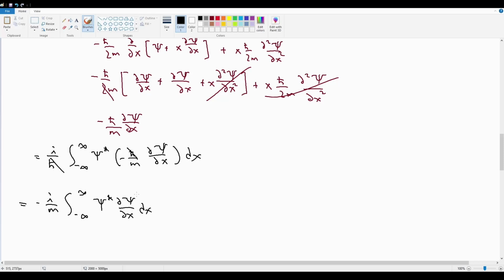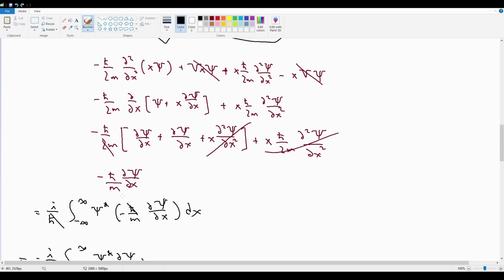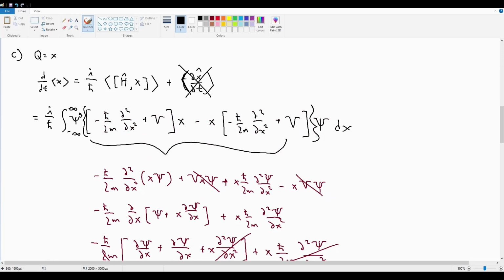And this makes me think that maybe I left out an h bar somewhere. So please give me one second. I tend to mess up my algebra quite often.